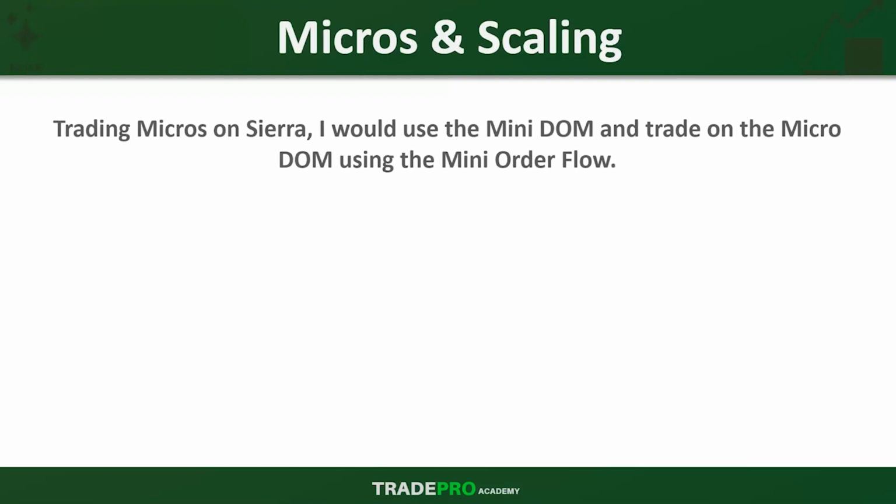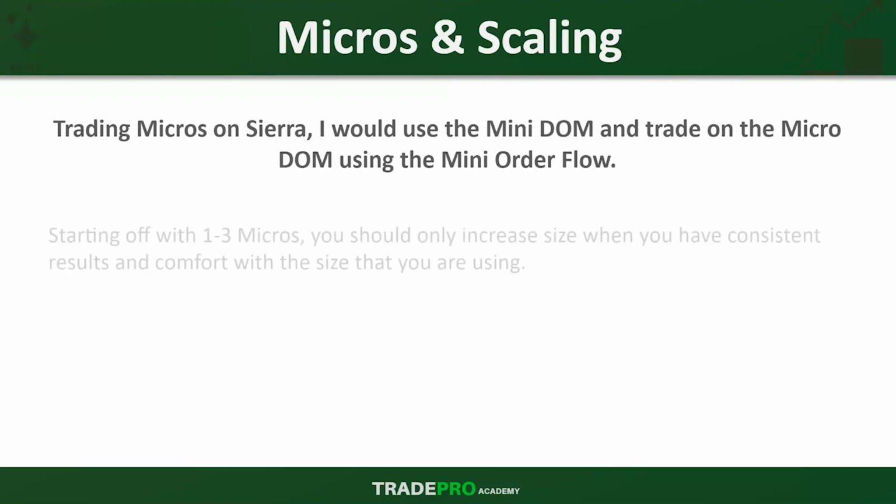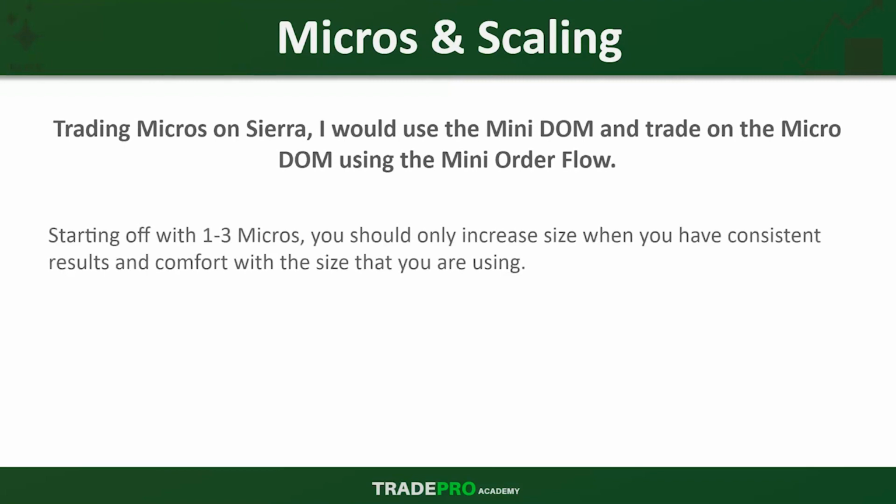Trading micros on Sierra, a bit of information. I would use the minis DOM, right? The S&P 500 mini DOM, and trade the micros on the micro DOM and use mini order flow. So everything is based on the minis because it's the higher liquidity asset, and then you're just trading on the micros. Starting off with 1 to 3 micros, you should only increase size when you do have consistent results and comfort with the size that you're using.